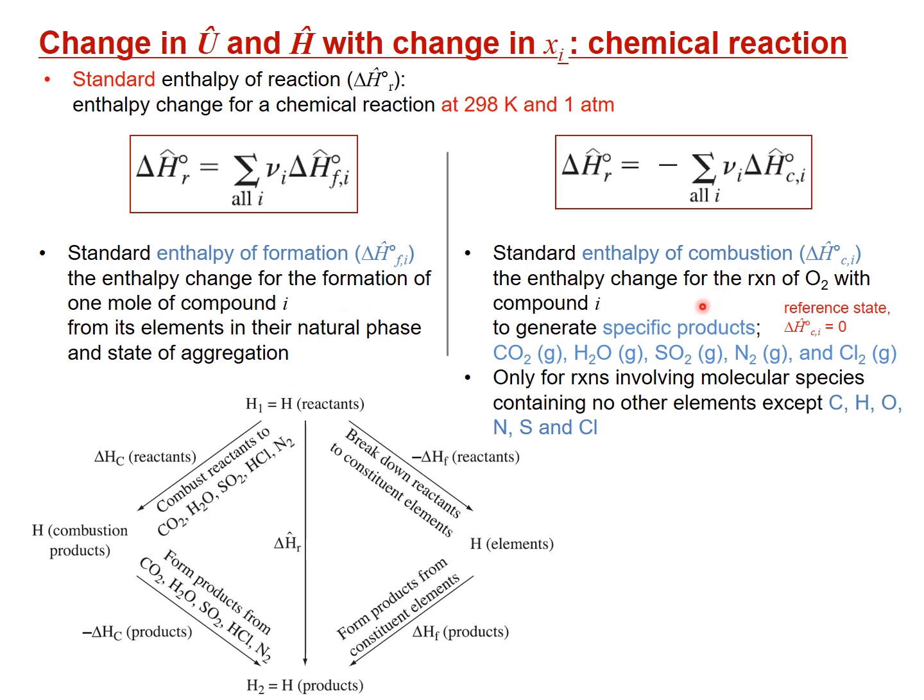The other thing is enthalpy of combustion. Also, we could find those values easily in some data book. Standard enthalpy of combustion is the enthalpy change for the reaction of oxygen with compound i. Combustion, right? It means oxidation of all species. For example, carbon can be combusted into CO2. The chemical reaction equation for the combustion is carbon plus O2 going to CO2. CO2 is a combustion product.